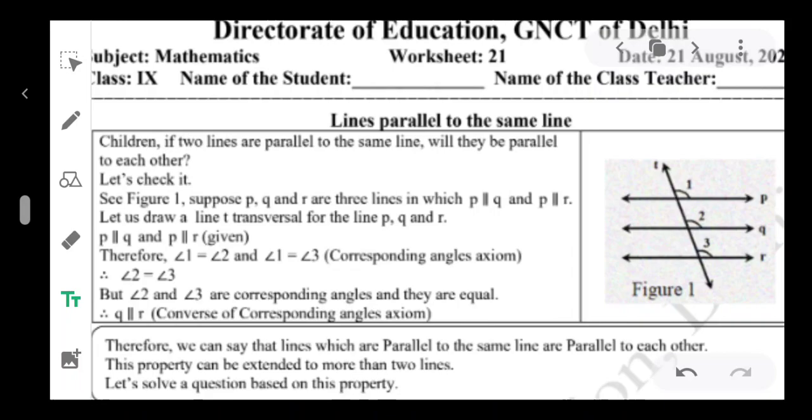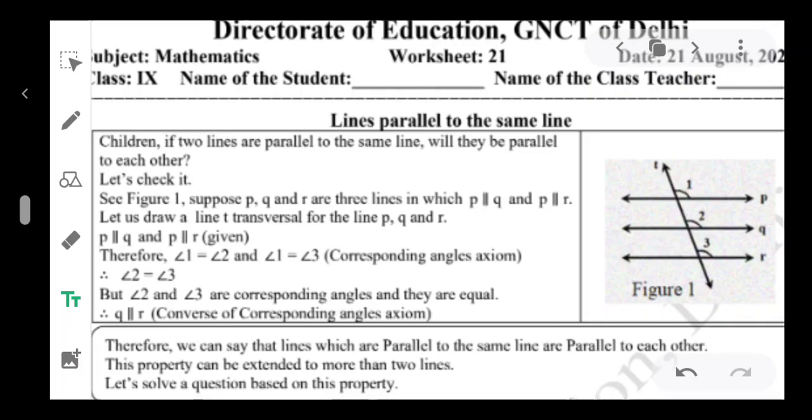आज आपकी वर्कशीट में आया है लाइन पैरेलल टू द सेम लाइन। लास्ट टाइम हमने लाइन्स एंगल्स की बात की थी, उसी को आगे बढ़ा रहे हैं। तो चिल्ड्रन, if two lines are parallel to the same line, will they be parallel to each other? Let's check it. See the figure.